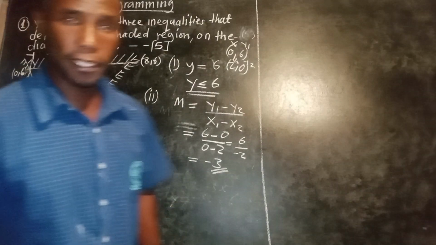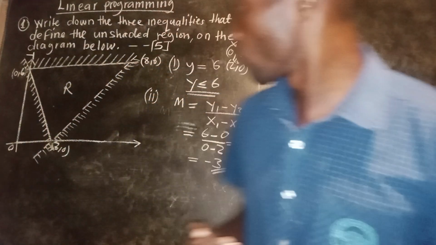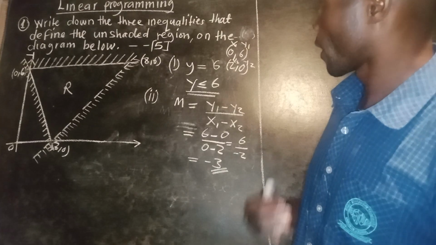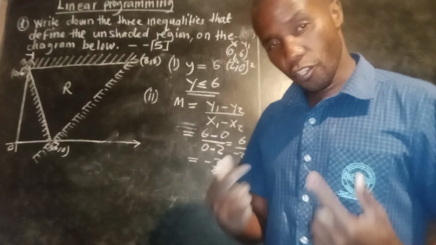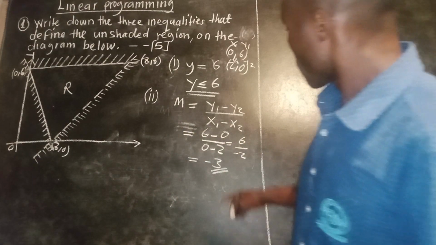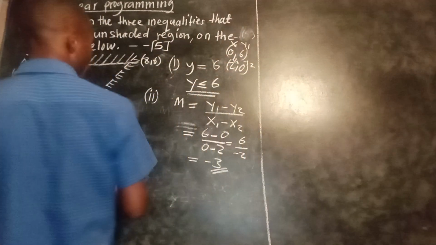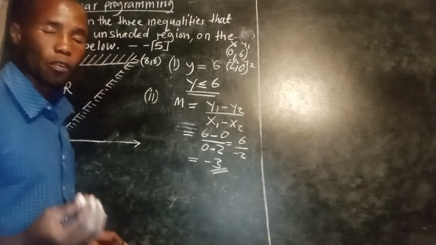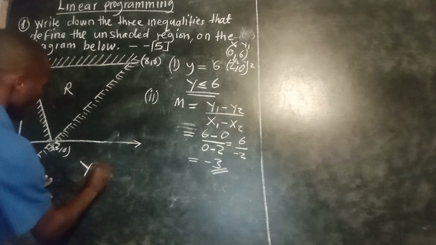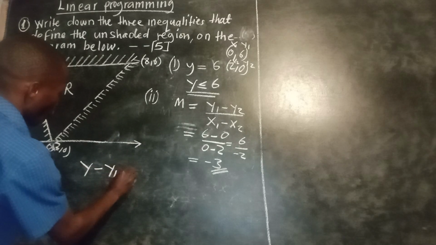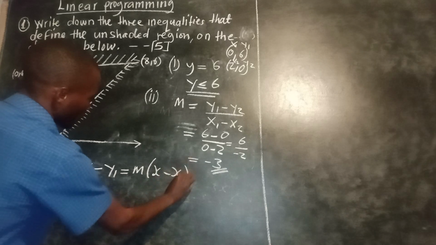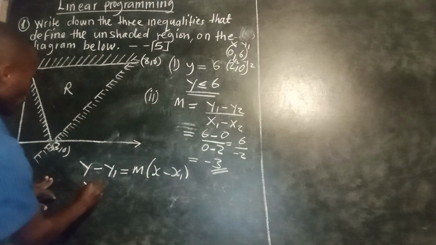After finding the gradient, we go to the formula for finding the equation. The issue of inequality will come later, after we have found the equation. For the equation, we can either use the gradient-point form or the gradient-intercept form. So let us use the formula y minus y1 equals m times (x minus x1). Okay, so let's substitute.